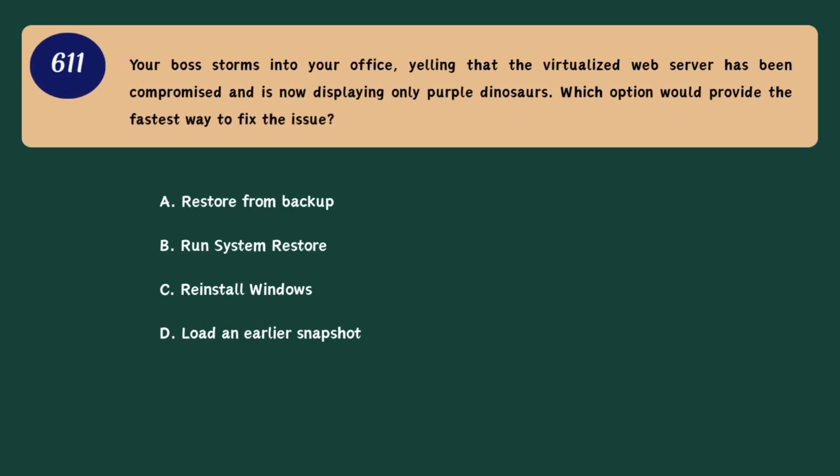Question 611. Your boss storms into your office, yelling that the virtualized web server has been compromised and is now displaying only purple dinosaurs. Which option would provide the fastest way to fix the issue? A. Restore from backup. B. Run system restore. C. Reinstall Windows. D. Load an earlier snapshot.